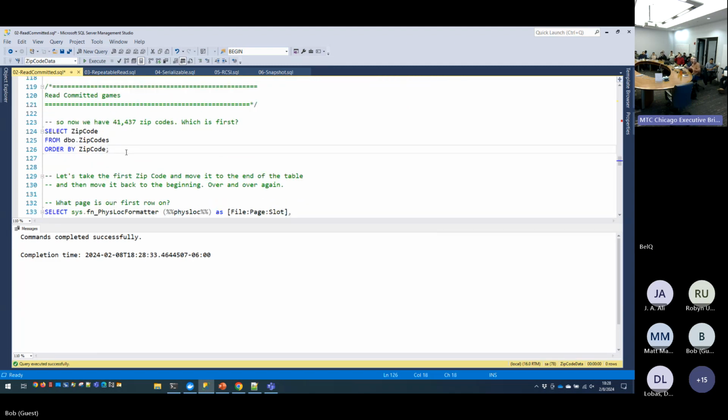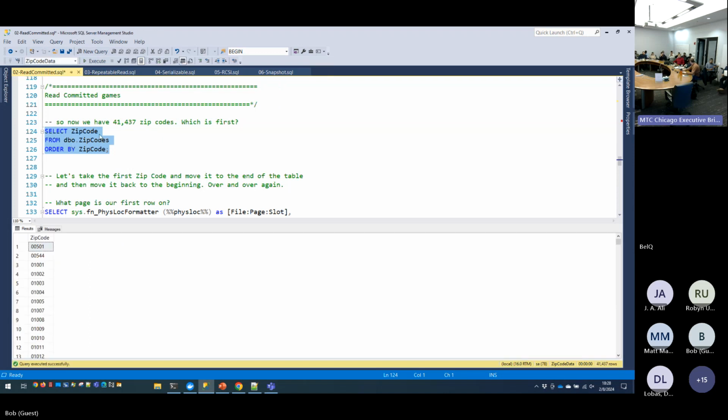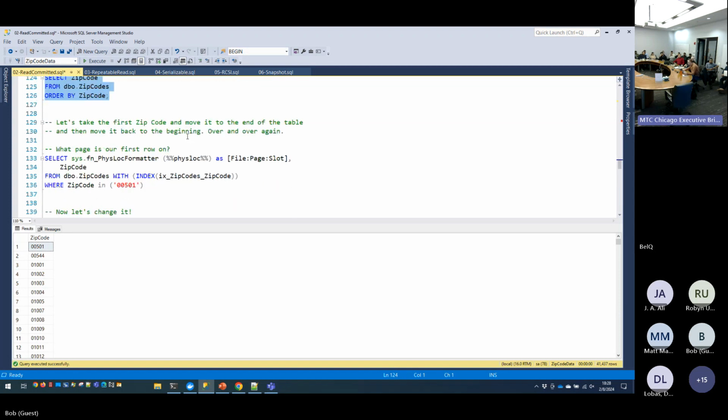Now here's what's really interesting. We can play a game like that picture I was telling you about. If we have 41,437 zip codes, which one is first if we just order by zip code? Somewhere in Maine? It's actually New York, a military base. It is Holtsville, New York, 00501. I looked that up because I was curious too. So that is the first zip code.